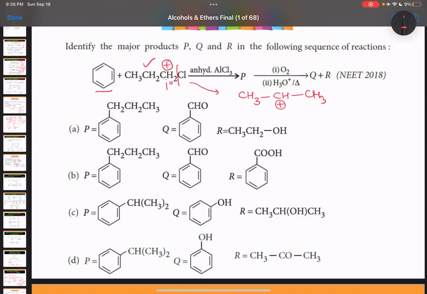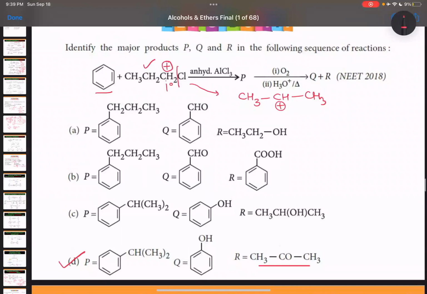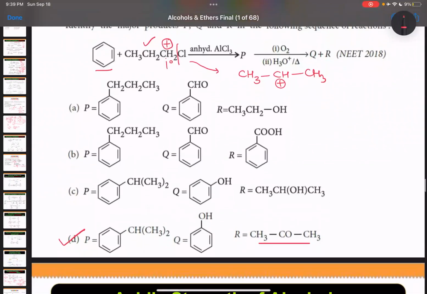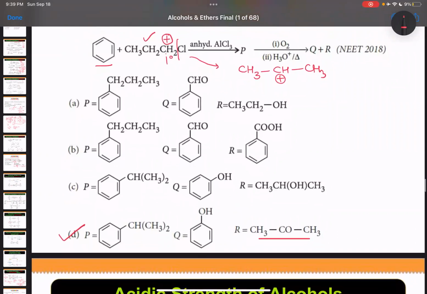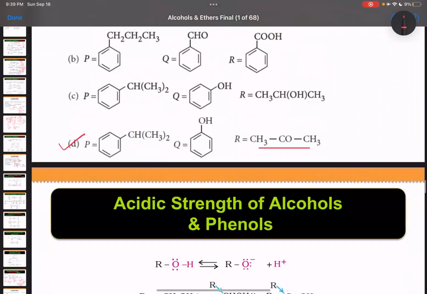Now tell me, what is going to be the answer? So option D. Option D, right? Because here you have acetone. That also you need to keep in mind. Many questions in JEE also ask this, because most of the people forget, since the whole focus is on the phenol, so they forget what was the side product. That is acetone, right? Yes.